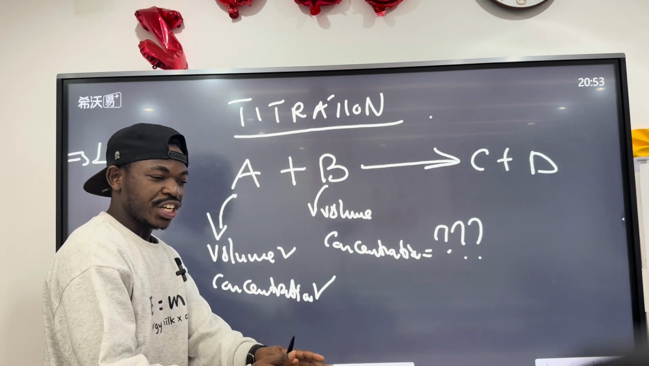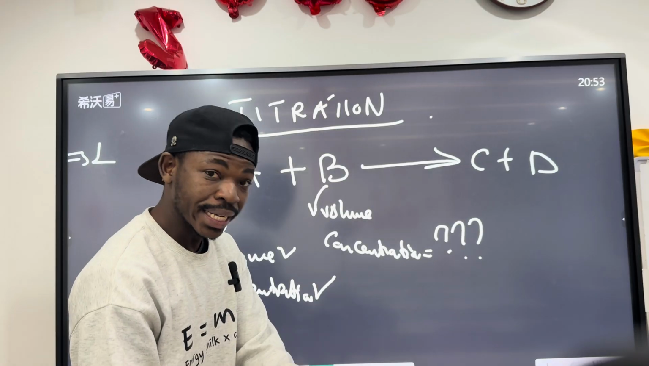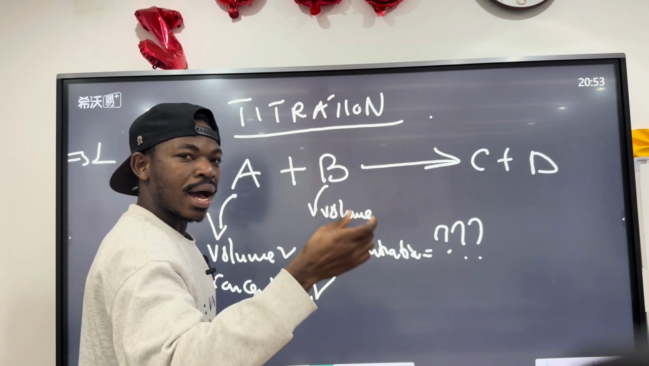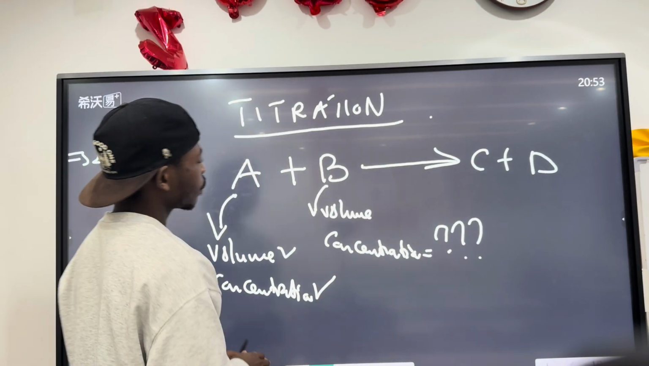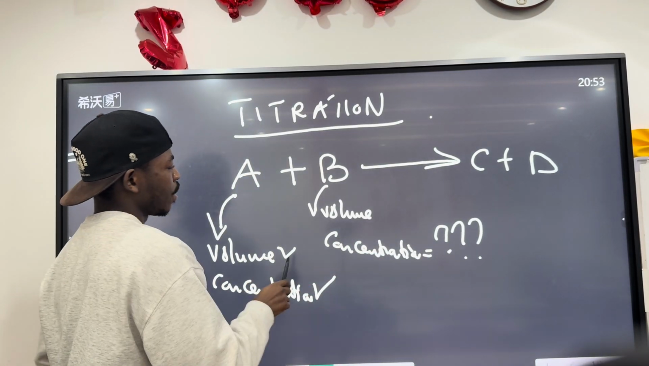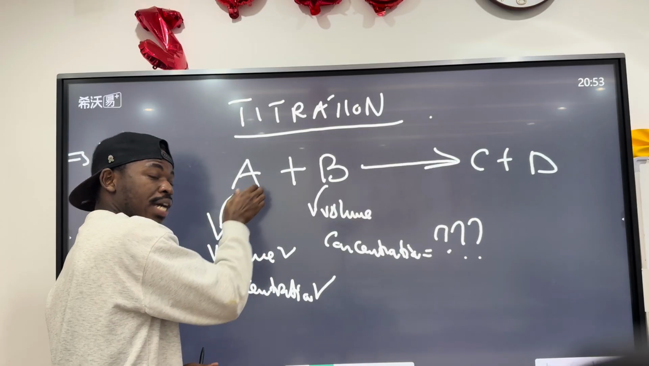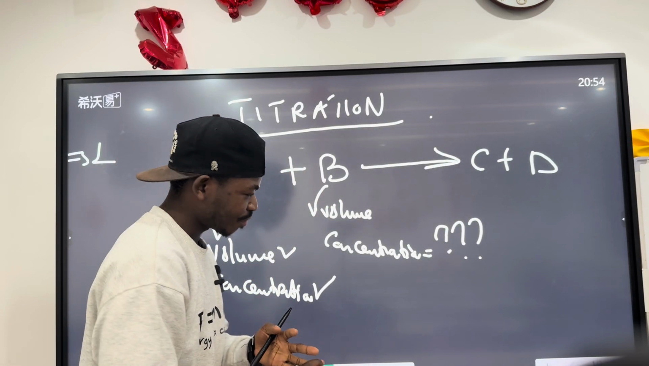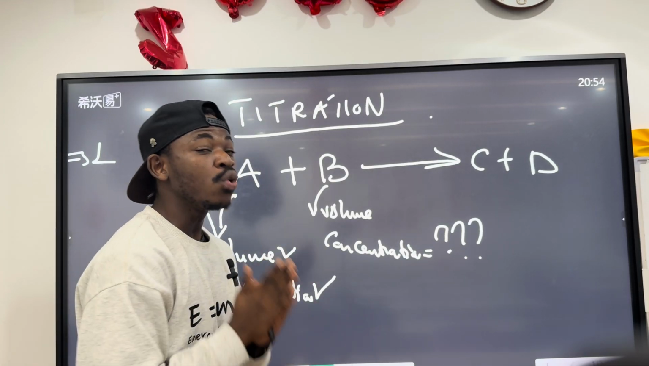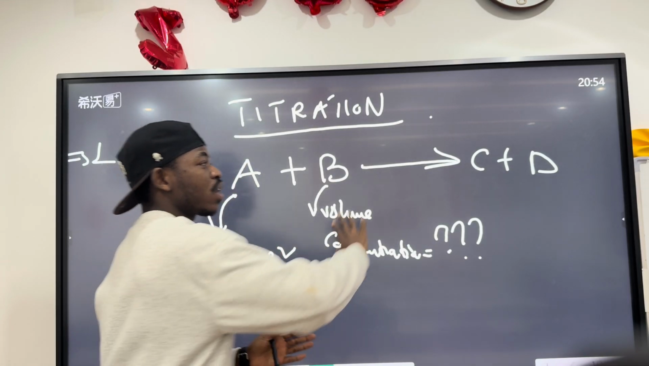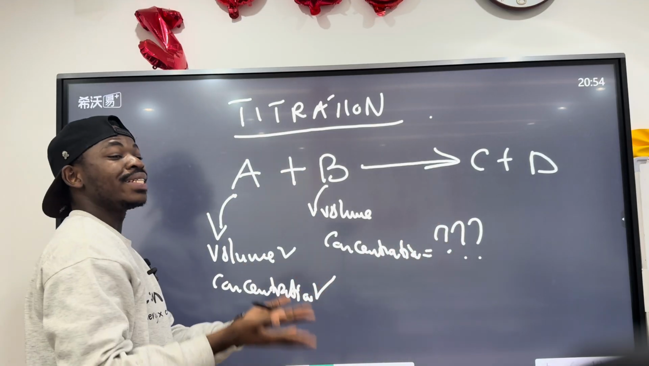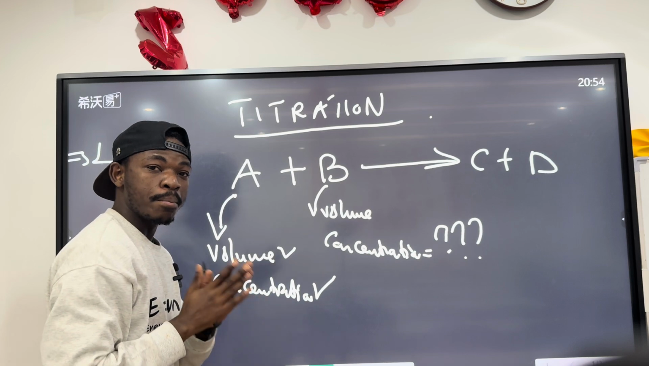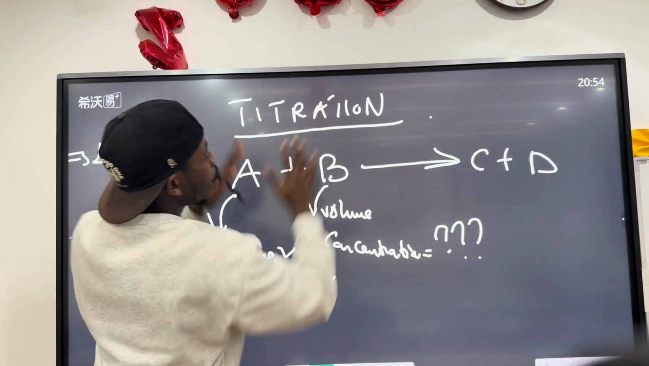So titration is simply a laboratory technique where the concentration of an unknown solution is determined. Let me say that again. We have solution A and solution B. Solution A, its concentration is known, its volume is known. Solution B, we know the volume, but we don't know the concentration. We are not interested in what is formed. We are interested in determining the concentration of B. So we carry out what we call titration.